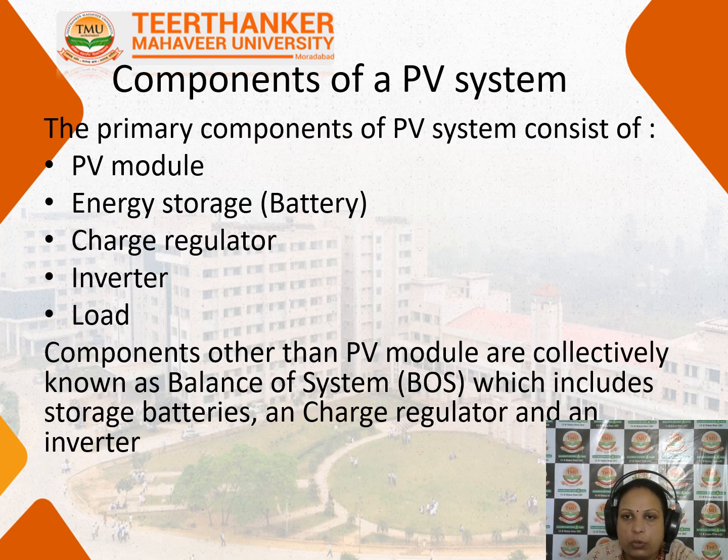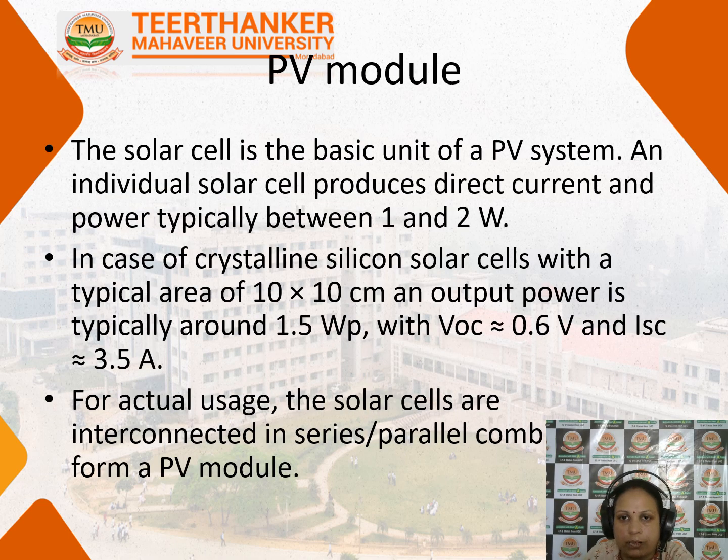Then what are the major components in a solar photovoltaic system? A photovoltaic system must have a PV module, which you call a solar panel, energy storage battery, charge regulator, inverter and the load. The components other than the PV module are collectively known as the balance of system, BOS, which includes the storage battery, charge regulator and inverter. They balance the solar photovoltaic system.